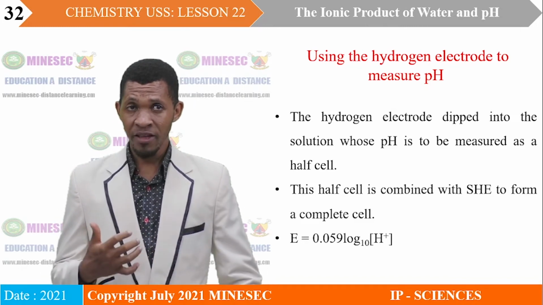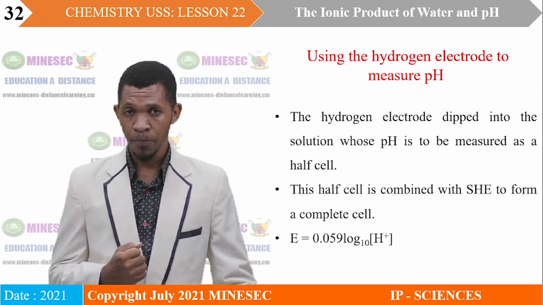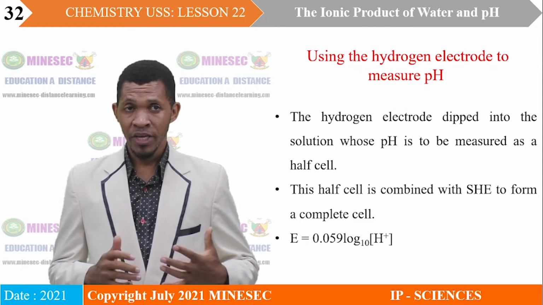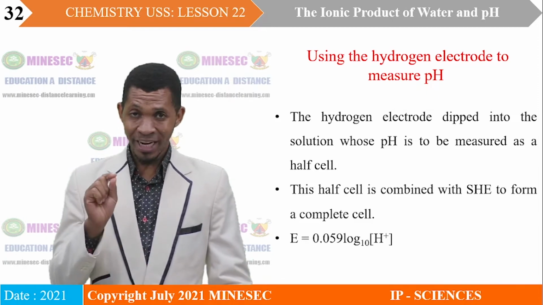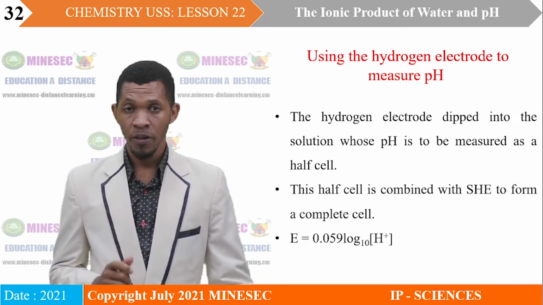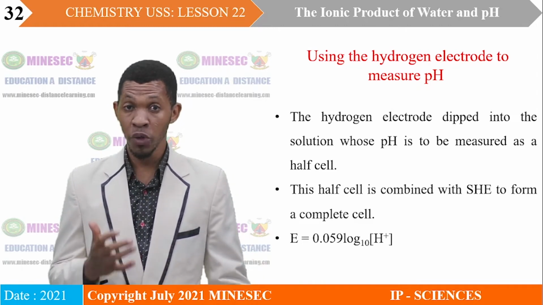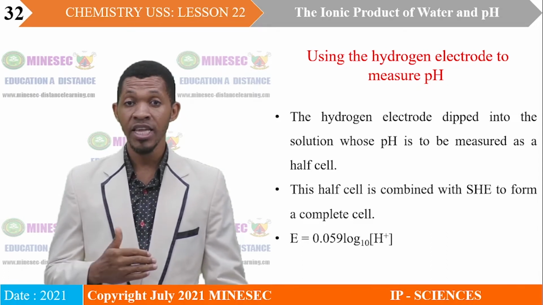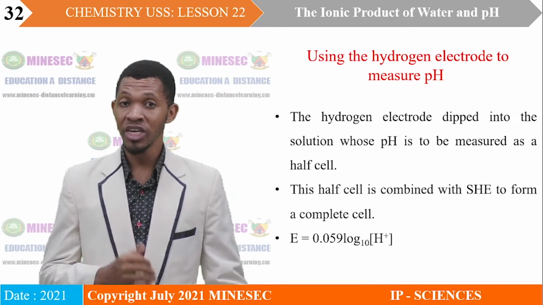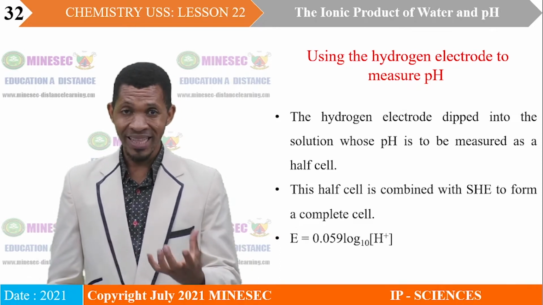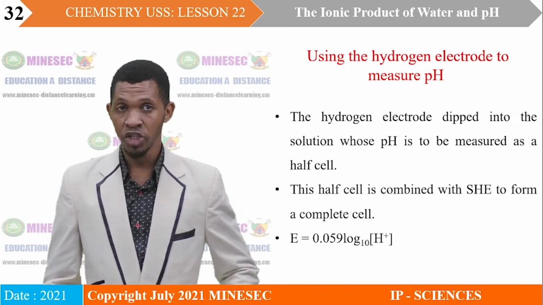The use of hydrogen electrode to measure pH involves dipping the hydrogen electrode into a solution whose pH is to be measured as the half cell. Now, this half cell is combined with a standard hydrogen electrode to form a complete cell. The electromotive force of the electrochemical cell formed by combining the two half cells is related to the molar concentration of hydrogen ions by the equation E is equal to 0.059 log to the base 10 of hydrogen ion concentration. Now getting the molar concentration of hydrogen ions from the equation, we can get the pH of the solution.